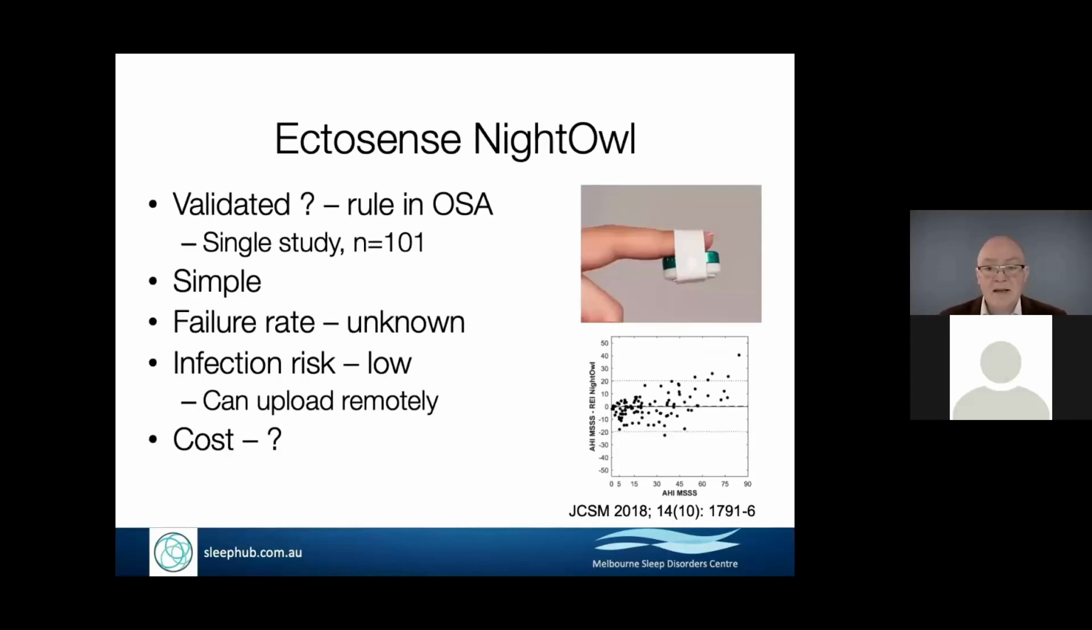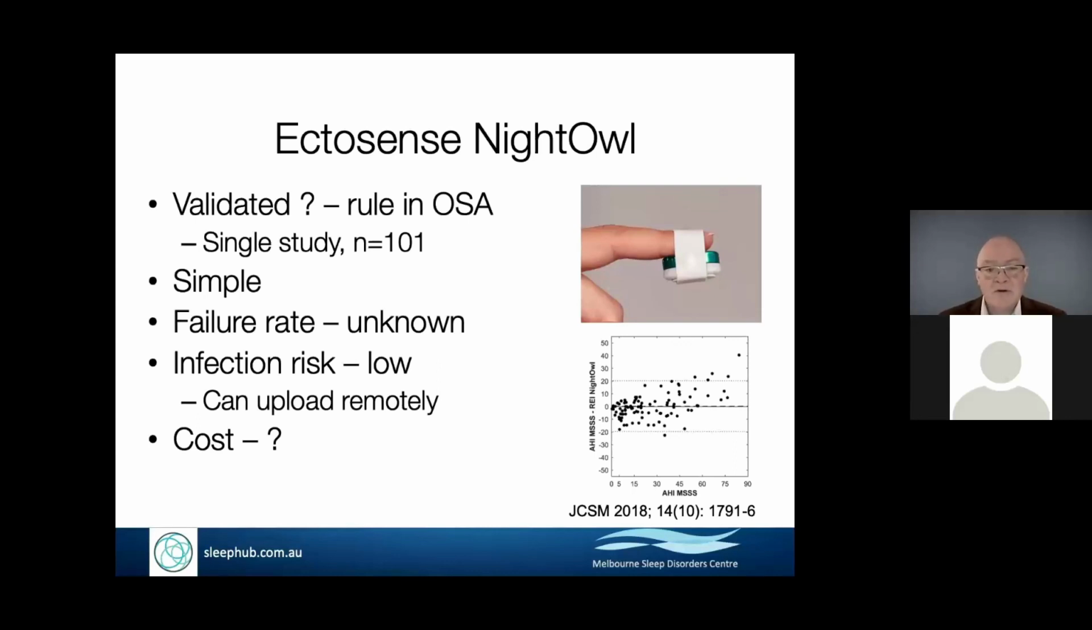The Ectosense Night Owl device, as I said, is a newer device. It's much less well validated as it being a newer device. There's a single study of 101 patients showing that it agreed reasonably well with polysomnography. Not nearly as well as the WatchPat device. Again, look at the Bland-Altman plot on the bottom right. The standard deviation was 20 events per hour, compared to 10 events per hour for the WatchPat, which is quite a significant difference in accuracy.